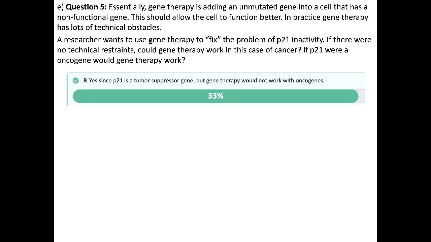In practice, gene therapy has lots of technical problems, but for the purposes of this question, we're going to assume those technical problems are not present. So this is a kind of challenging question. So let's just think about tumor suppressor genes in general.